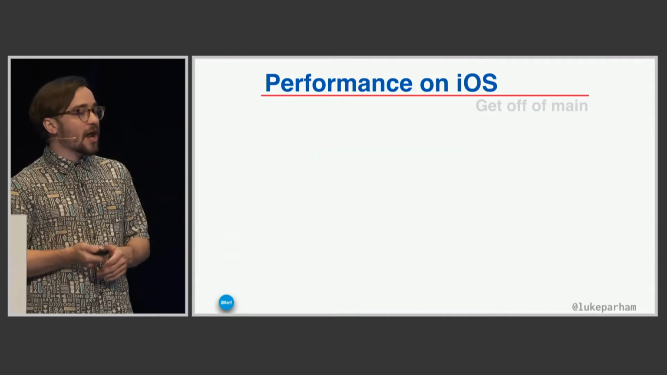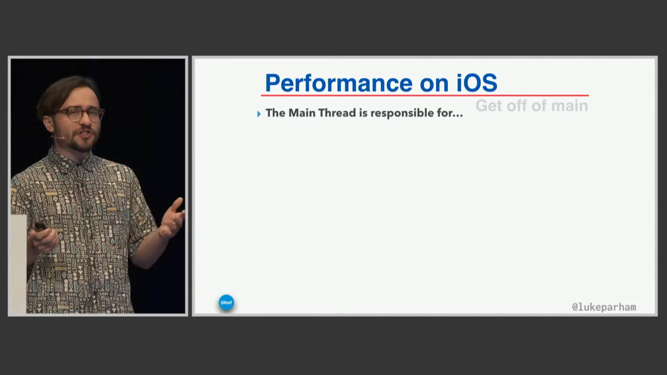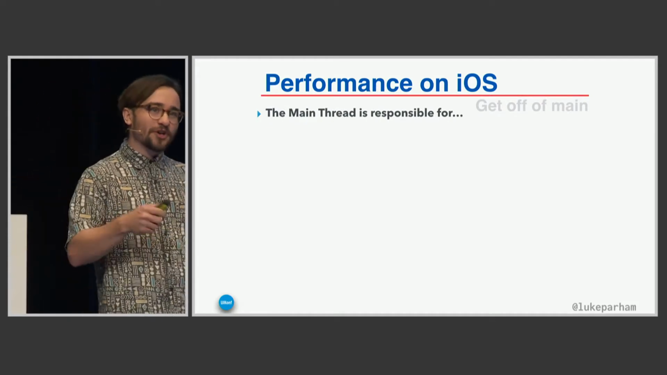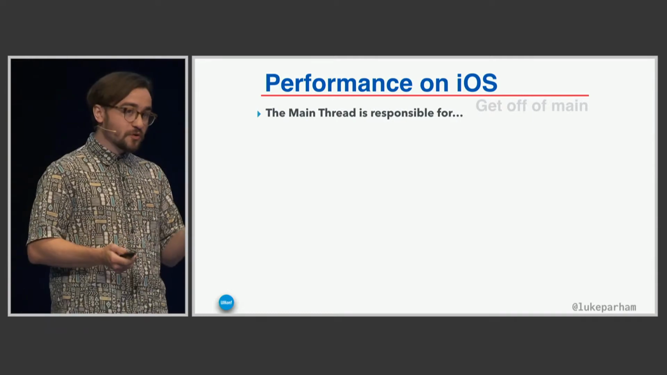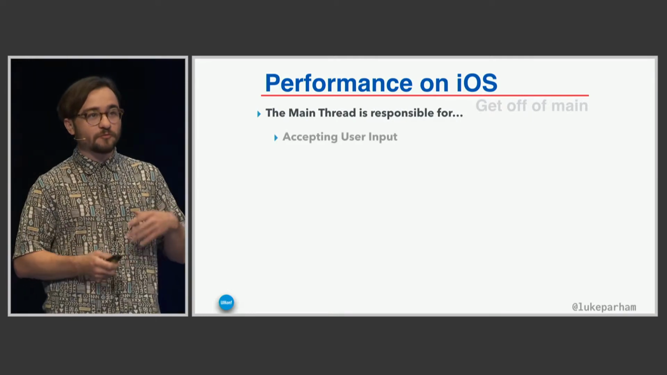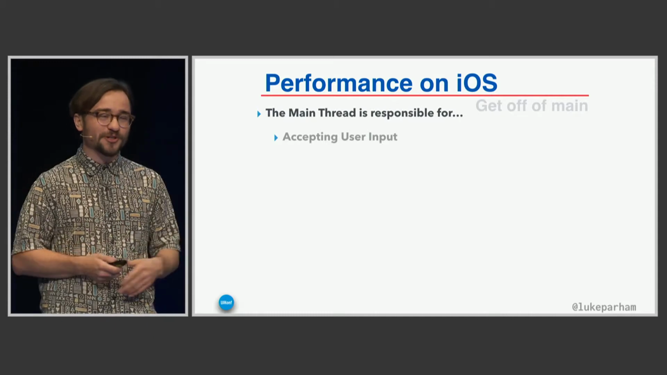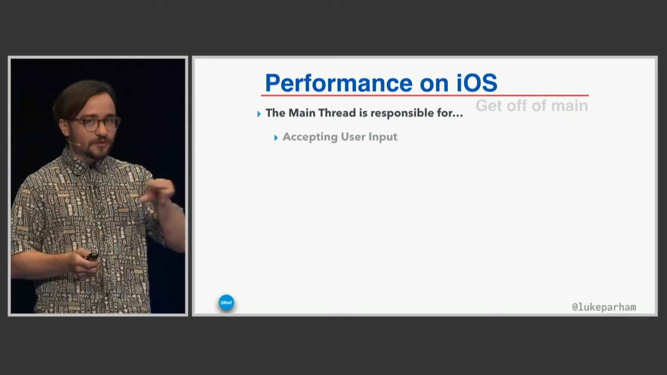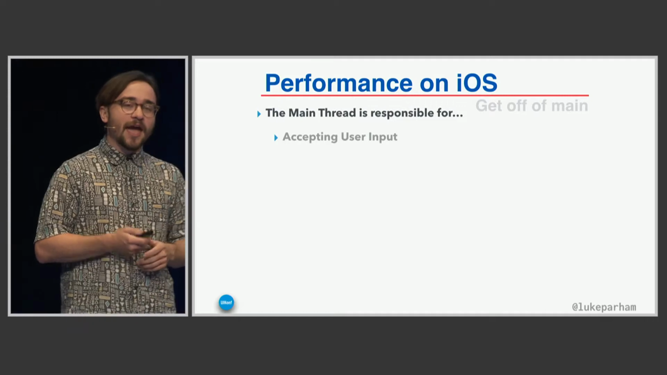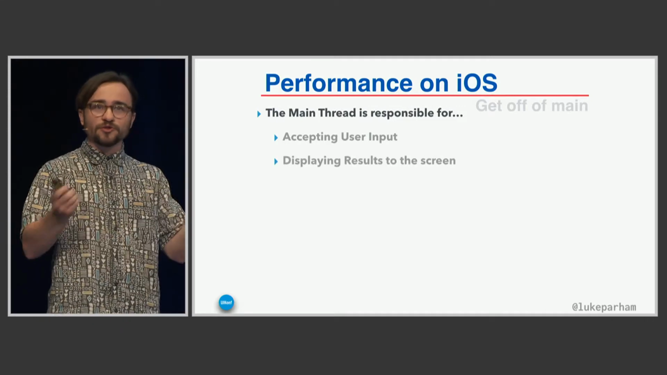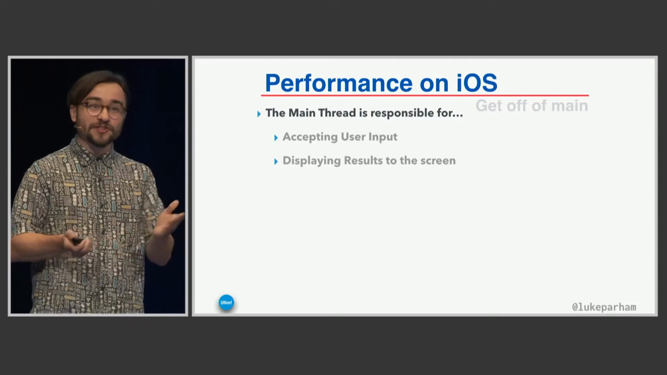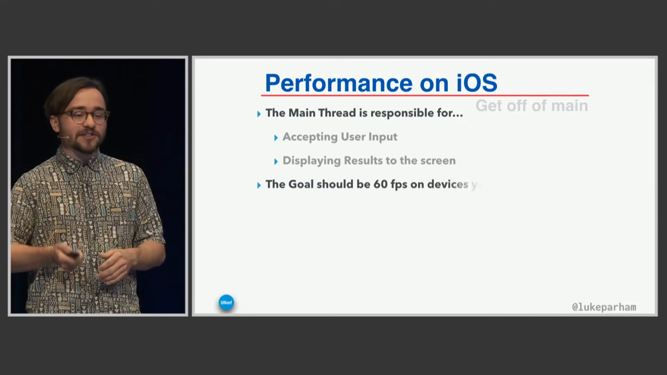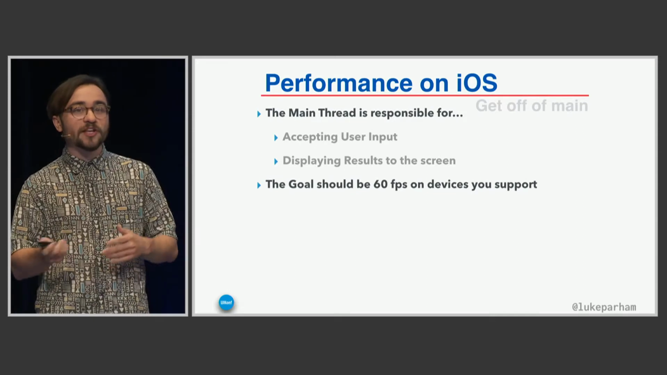So in general, on iOS, the first thing you want to think about is the main thread. This is kind of where you always end up starting when you're thinking about performance. And the main thread is responsible for two things. First, it's responsible for taking in user input. So this is taps, motion, swiping, and all that stuff. And then in response to that, it will display results to the screen. So it does drawing, and all of this happens on the main thread. And this is, of course, a single thread. And so when you block this, you end up dropping frames.